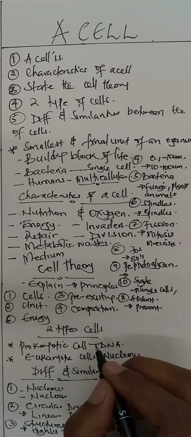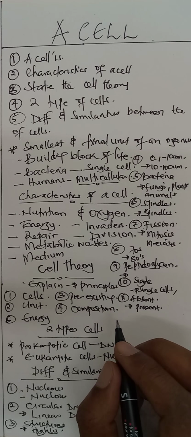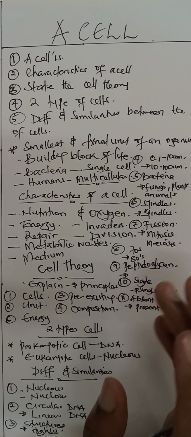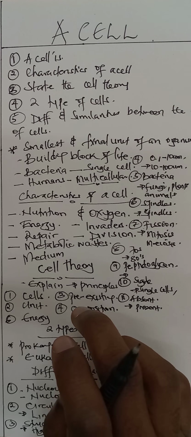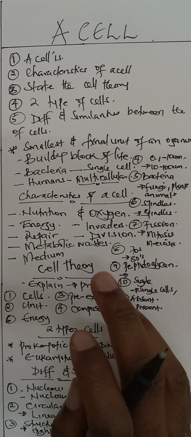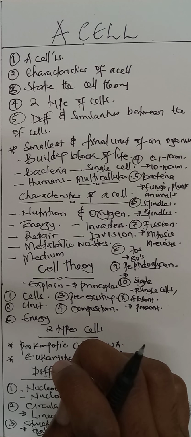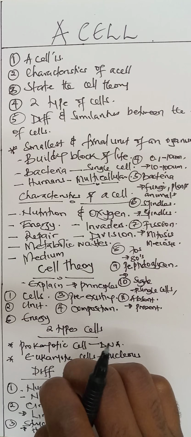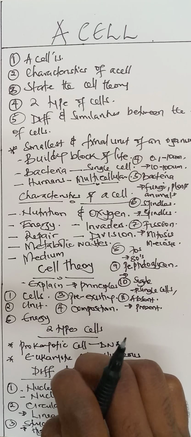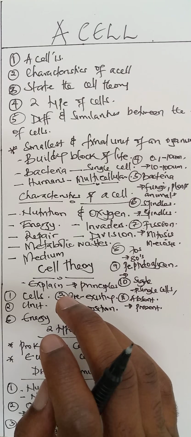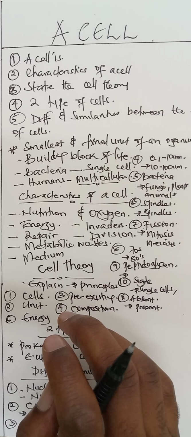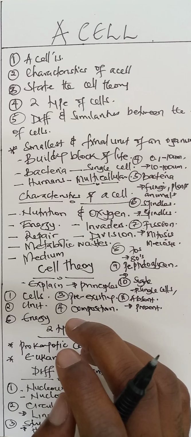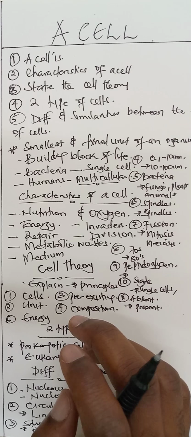Maybe the other difference you can talk about is that in the prokaryotes, chloroplast is totally absent. However, in eukaryotes, it is present in algae and plants. Then you can talk about RNA and protein synthesis. They occur in the cytoplasm in prokaryotes, but in eukaryotes, RNA synthesis occurs inside the nucleus, while protein synthesis occurs in the cytoplasm.